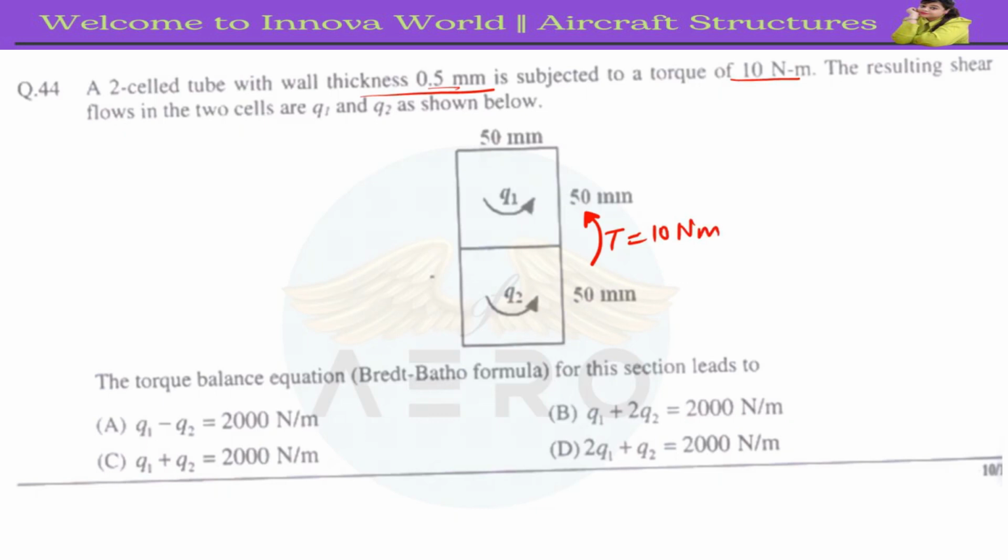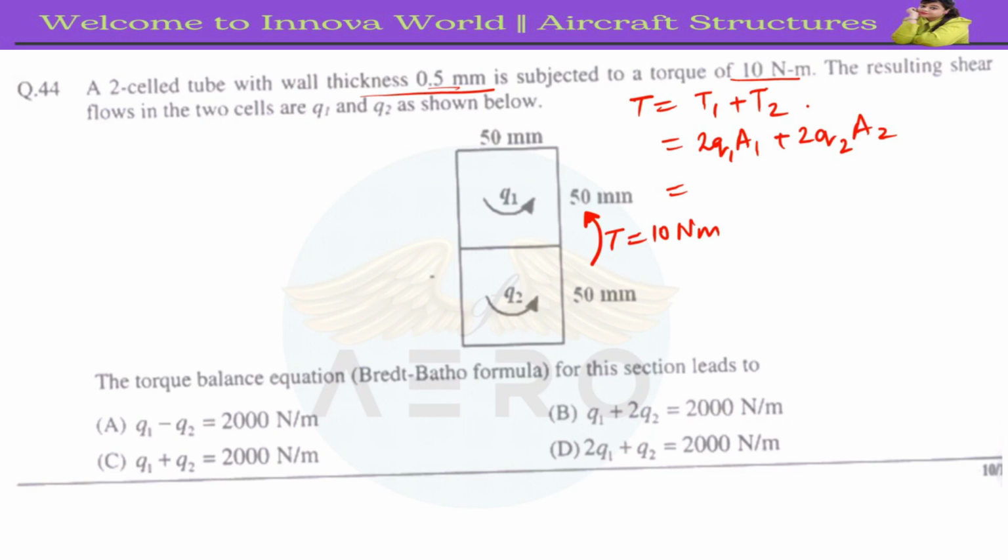Now, the torque balancing is the bread-and-butter formula for this section. They are asking in terms of Q1 plus Q2, so you have to understand that T equals T1 plus T2. What is T1? 2 Q1 A1 plus 2 Q2 A2. Here you just need to find out the area. Both the areas are the same, right? Because the dimensions are the same.